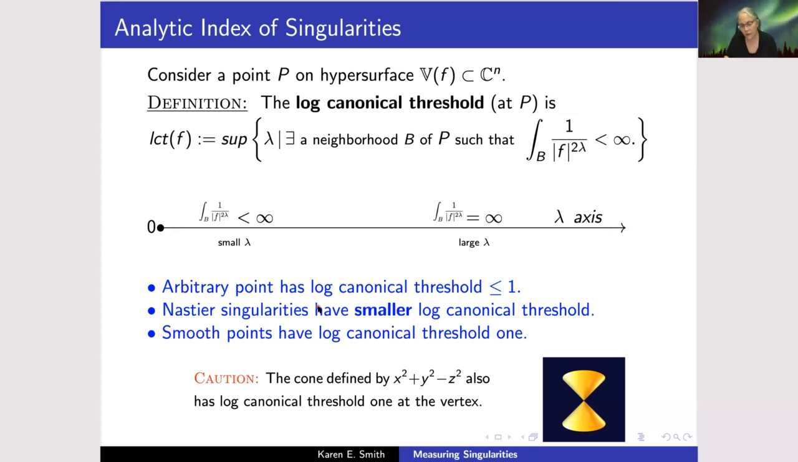So I want to point out, unlike the order, the log canonical threshold can't detect when a hypersurface is smooth. It will be 1 if a hypersurface is smooth, but it can be 1 even when the hypersurface isn't smooth. So for example, for the cone, the vertex is a singularity, but it's a singularity of log canonical threshold 1, same as a smooth point. So connecting to my talk yesterday, we saw this cone was something we called a rational singularity, kind of a barely singular singularity, a negligible singularity. And this log canonical threshold, when it's 1, it's also telling us we have kind of a negligible singularity.